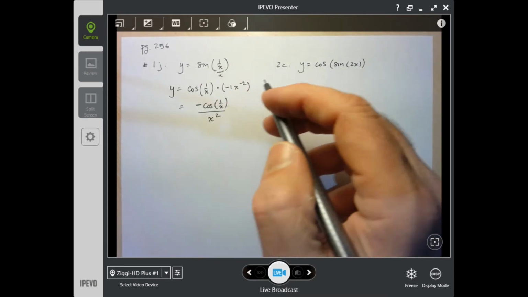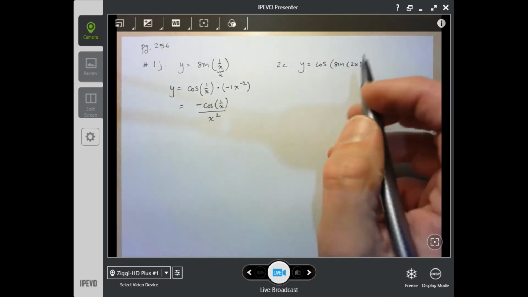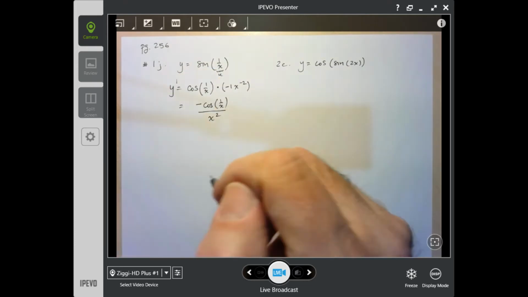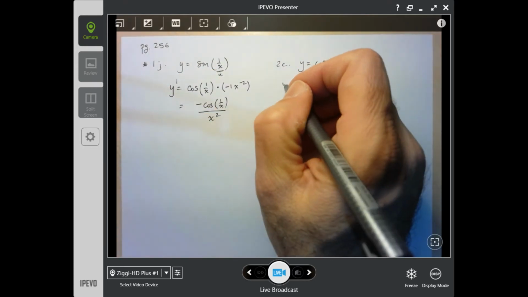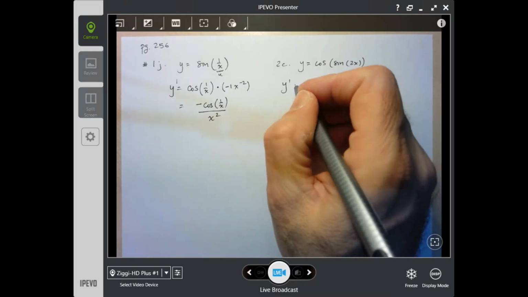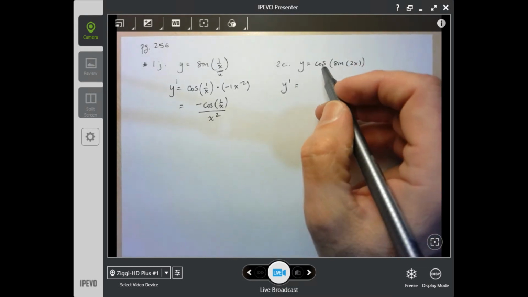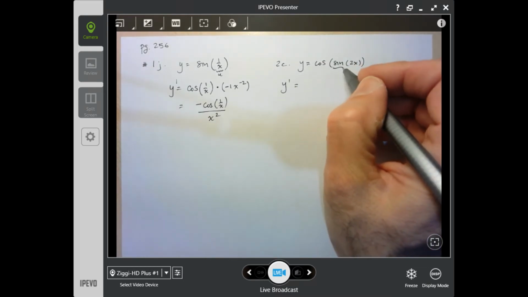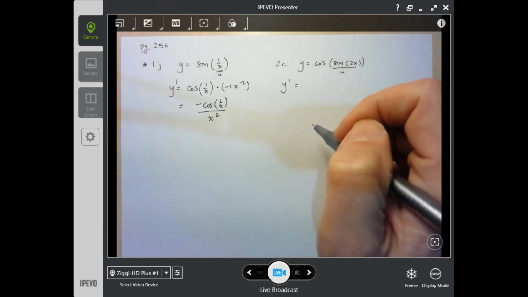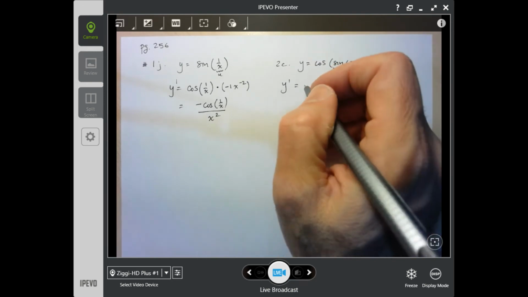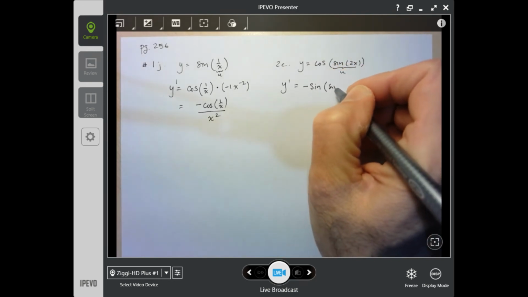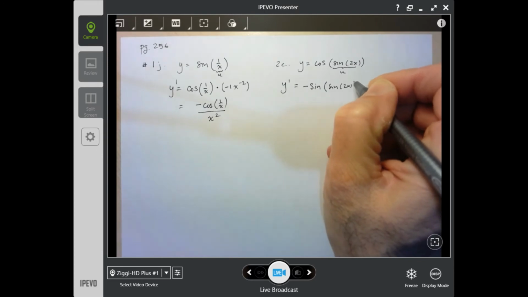All right, and we have to do something similar here in 2c. Except here, I think we're going to have to use a chain rule twice. So the exterior function here is cosine, so I'm just going to consider this whole thing my intermediary variable u. So derivative of cos u is negative sine u, so negative sine of 2x. All right.